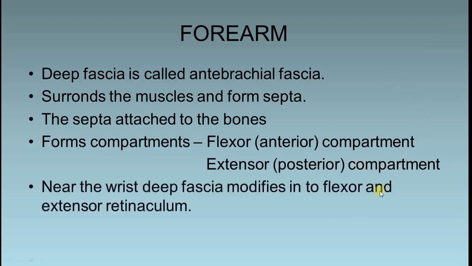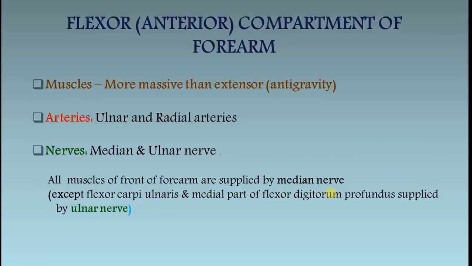The deep fascia shows some modifications in the lower part of the forearm near the wrist. In the flexor region it forms the flexor retinaculum, and in the extensor compartment it forms the extensor retinaculum. It is a band of fibers present in the front and back of the wrist. When you look at the muscles, the flexor muscles are more massive. Today's class is on the flexor compartment. We are going to mainly deal with the flexor compartment because they act against gravity, anti-gravity muscles.